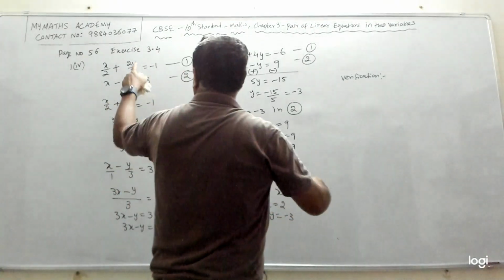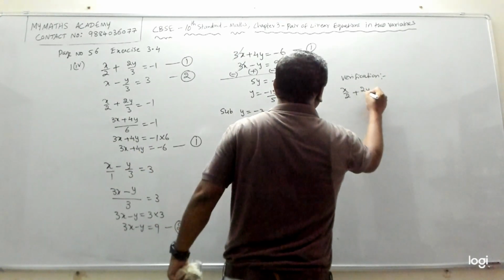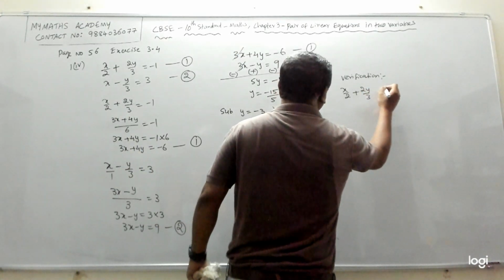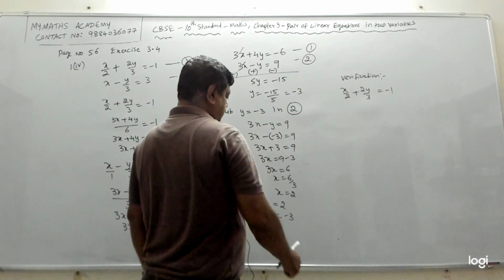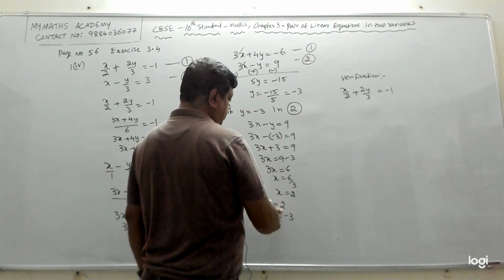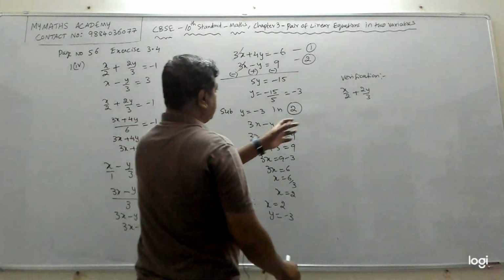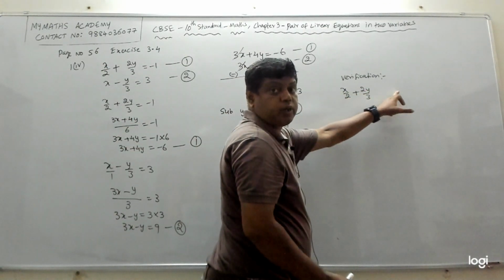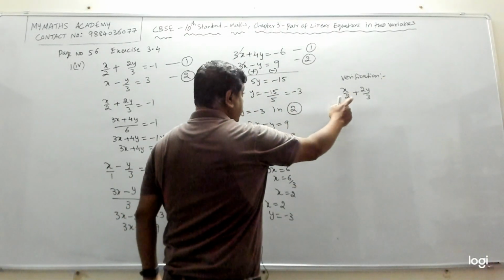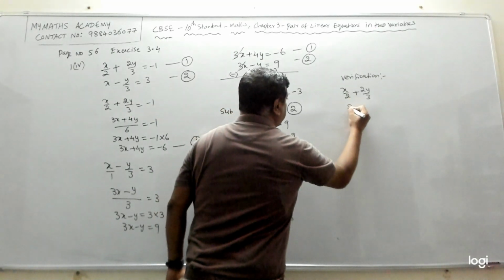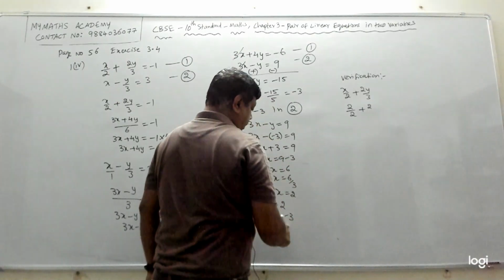So verification, let's take the given equation, x by 2 plus 2y by 3. It says equal to minus 1. Let's substitute x is equal to 2, or I'll take only this part of the equation. And I should get equal to minus 1 if I substitute these two values. Substitute x is equal to 2 and y equal to minus 3 here. So if I put x is equal to 2, then it will be 2 by 2 plus 2y. Y is how much? Minus 3.